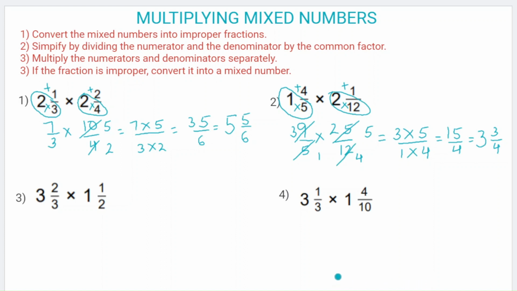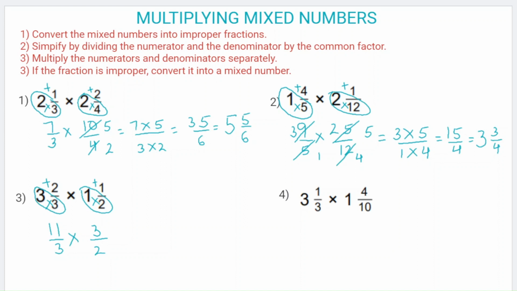Now if you want, you can pause the video and try the next two by yourself. Alright, so let's take the next one. Same steps, multiply the whole number with the denominator. So we will multiply 3 times 3, which is 9. Add the product with the numerator. So 9 plus 2 is 11. 11 over 3 times 1 times 2 is 2 plus 1, 3. Keep the denominator same, which is 2.